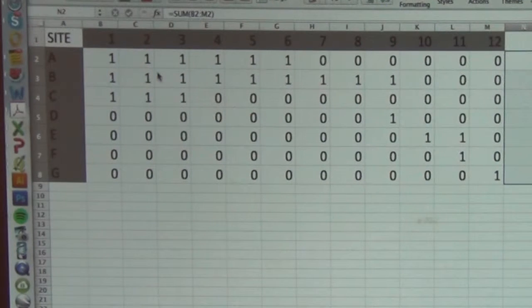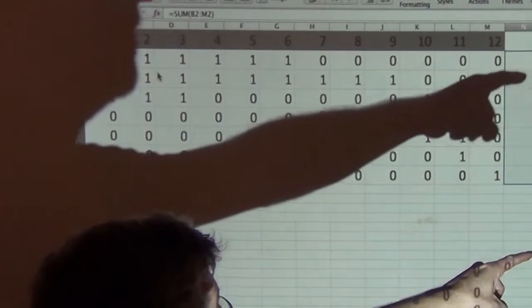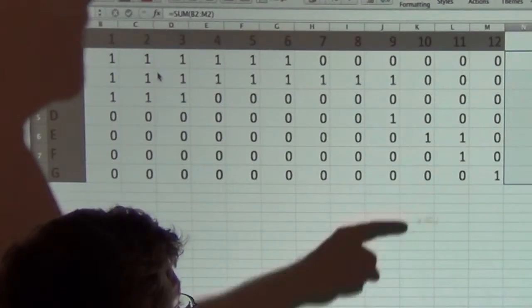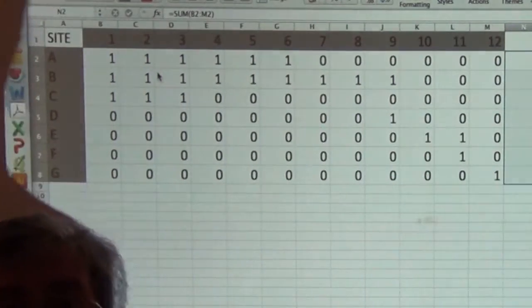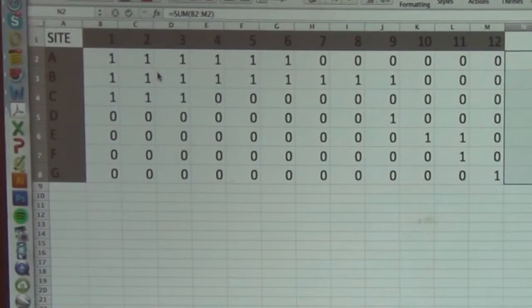Notice that my sites are pretty different in terms of their species richness. I've got one site that has 9, and I have other sites that have 1. Okay? And so right away I'm thinking, well, maybe that site with 9 species and that site with 6 species are my priorities because they're the richest sites.